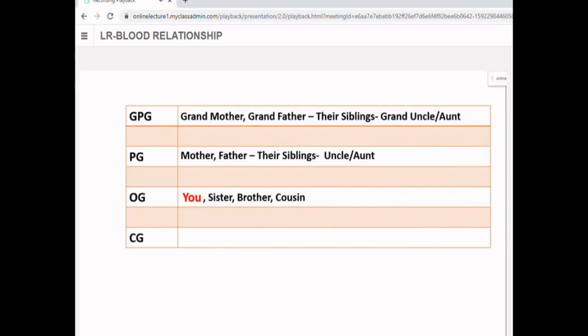Then down, you may have your daughter, son, niece, and nephew. What is niece? Your brother's daughter or your sister's daughter. Your brother or sister's daughter is your niece, and your brother or sister's son is nephew. Even cousin's daughter and cousin's son is also your niece and nephew.